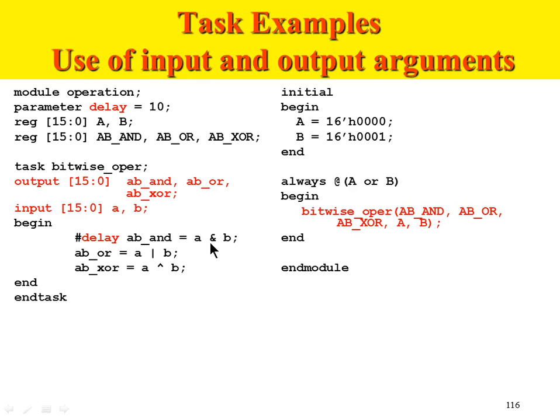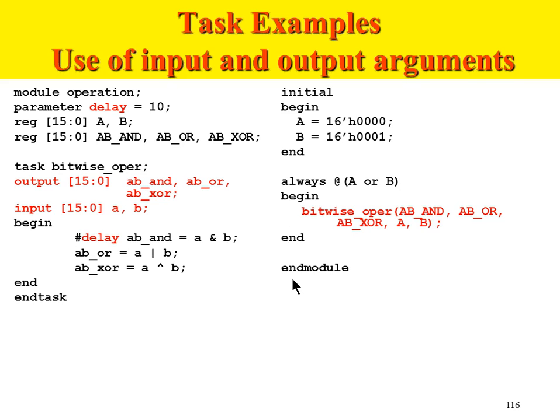Then inside the task, we perform the logical AND, OR, and XOR operations and generate the required outputs. The required outputs get mapped to these capital signals, capital AB, AB_or, and AB_xor. So these registers will reflect the outputs coming from the task. And the always block, end module. Do you understand how a task is declared and called for an operation?